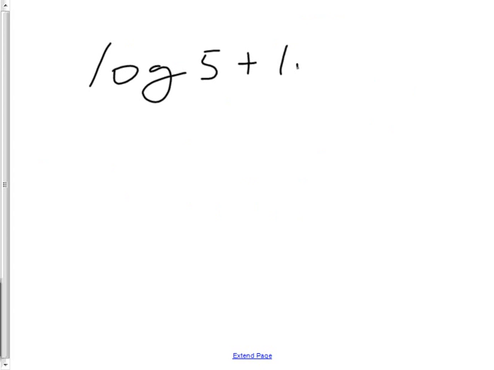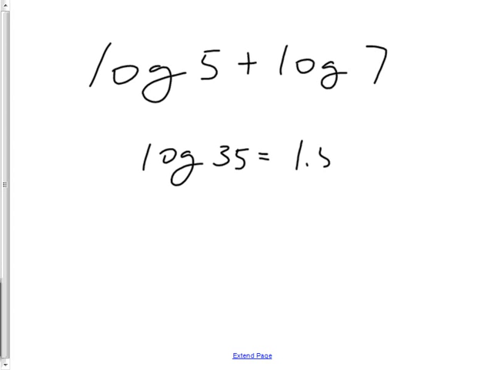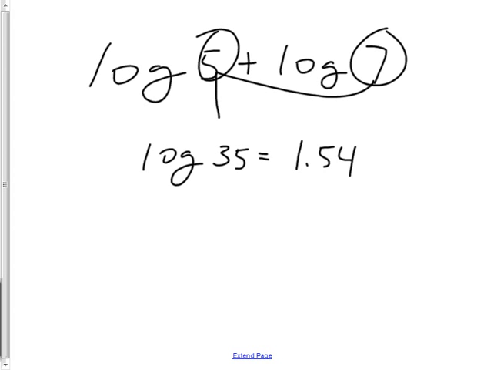What's log of 5 plus log of 7? Don't use your brain, use your calculator and type it in, and you should be able to just do it really fast with one log. What are you going to do? Log of what? Log 35, and what is it? 1.54. Could I have found them separately and added them together? Sure, but it's a lot faster if you know that when you add them, you really can take these two parts, the argument, put them together, and multiply.